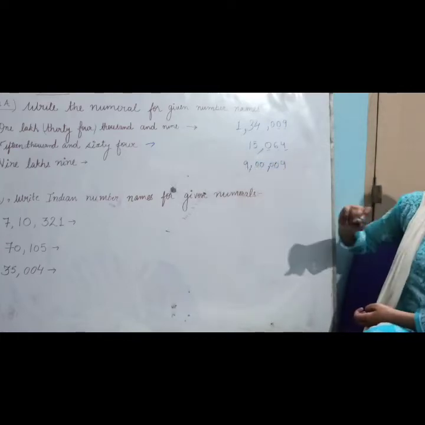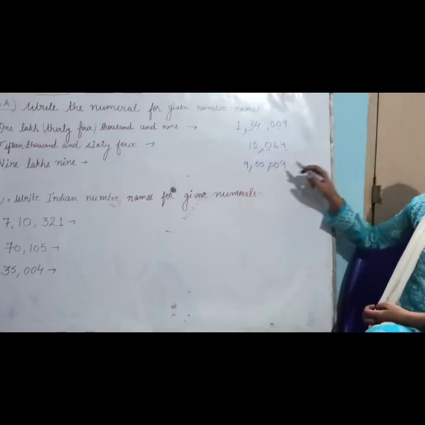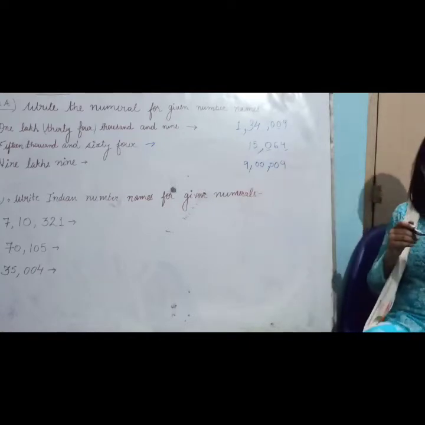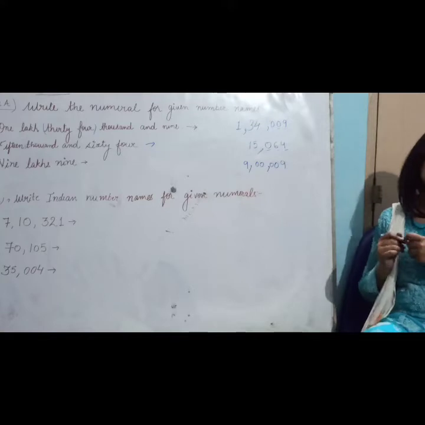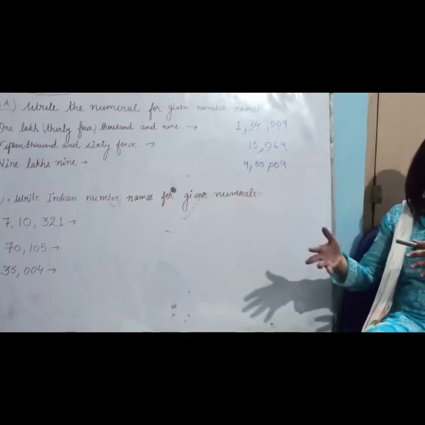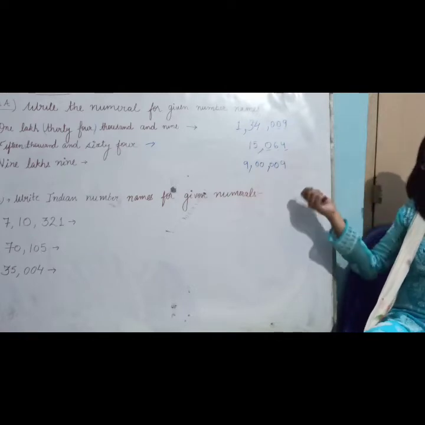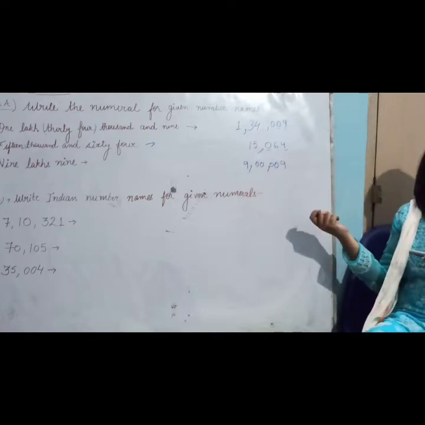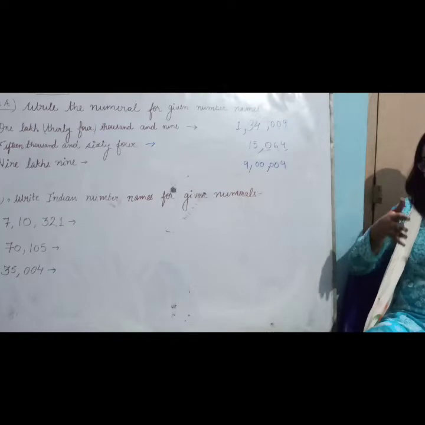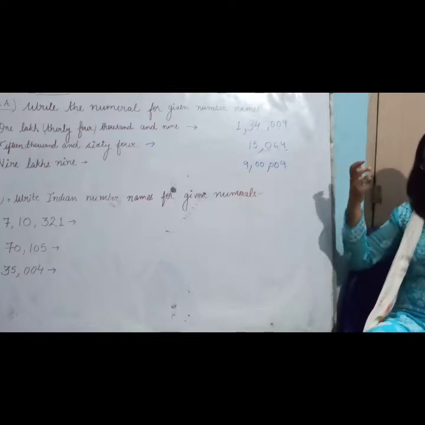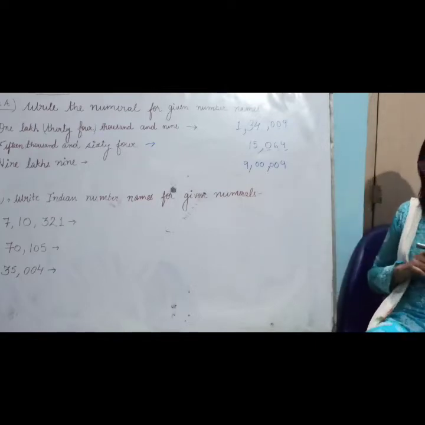9 lakh is there. That means 9,00,000. Please don't skip any 0 in between, and don't put extra zeros also. What I have seen, what you people do, you just put extra zeros. Either you don't put the zeros or you put some extra zeros. So be careful, just remember the place value chart and you will get the answer.